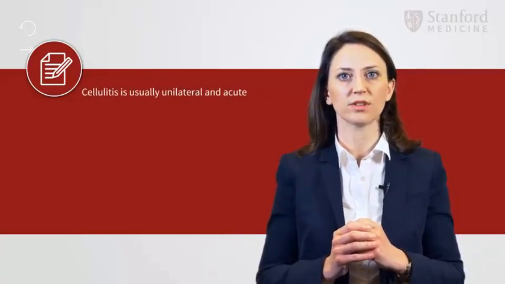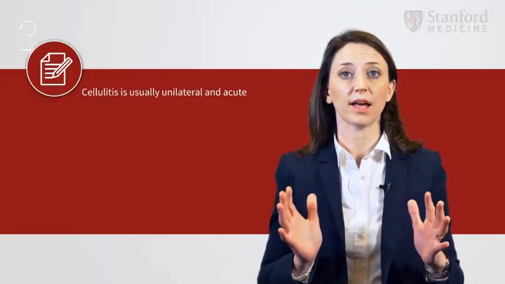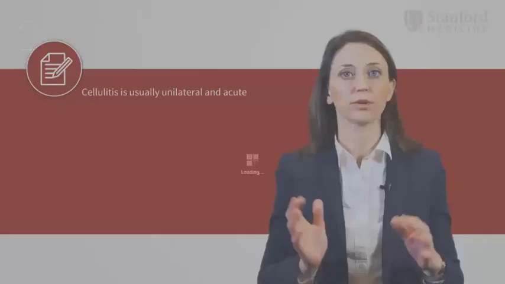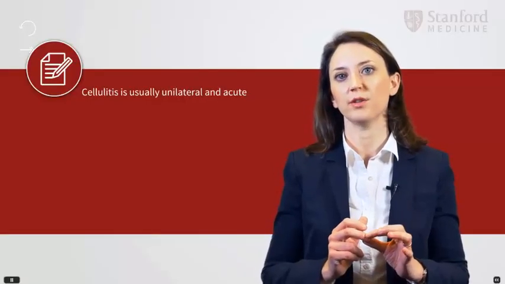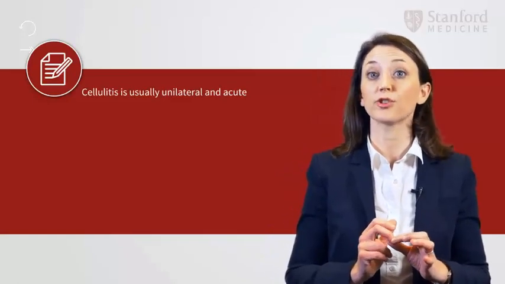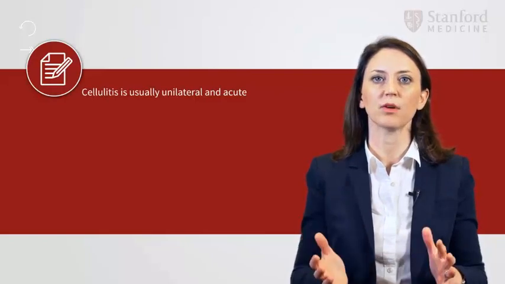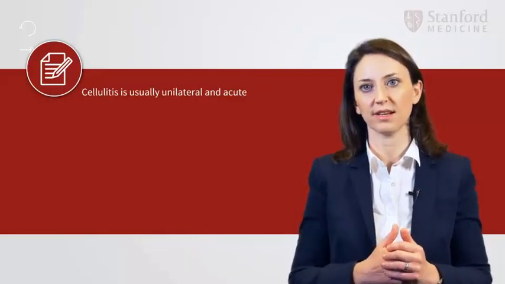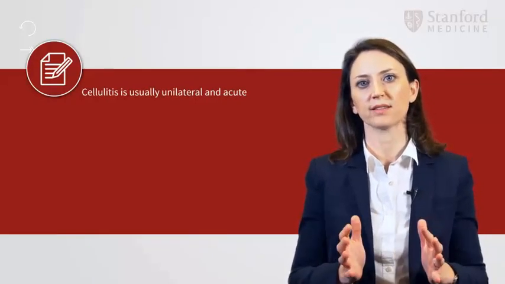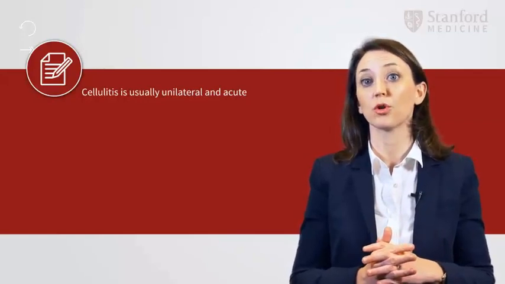First, cellulitis is usually unilateral and acute. Conditions that are bilateral, chronic, or non-continuous should prompt consideration of alternative diagnoses. Although this patient's lower extremity edema was asymmetric at the initial visit, erythema was noted on both legs, which raises a suspicion for pseudocellulitis.